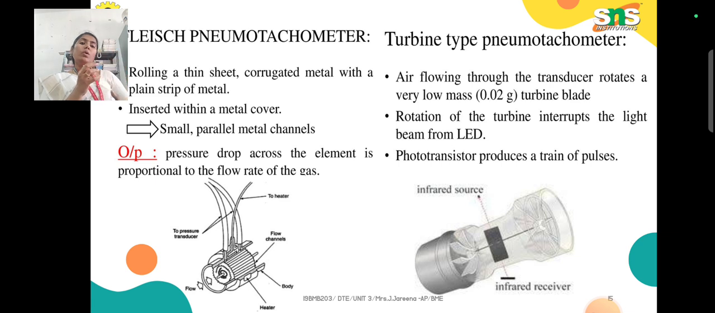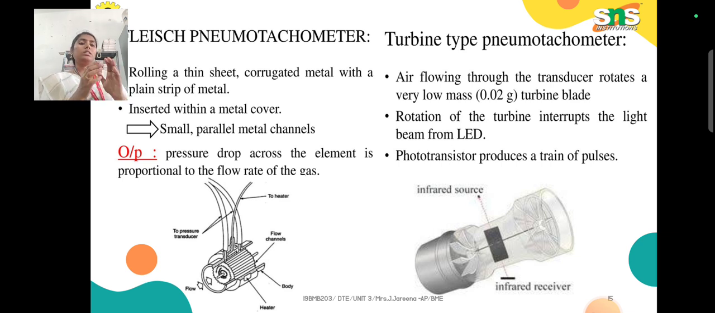The phototransistor collects all the light and gives the equivalent electrical signal. The main concept of the phototransistor is that it converts light into electrical signals. It collects all the light emitted by the LED and gives the equivalent train of impulses in the form of electrical signals.